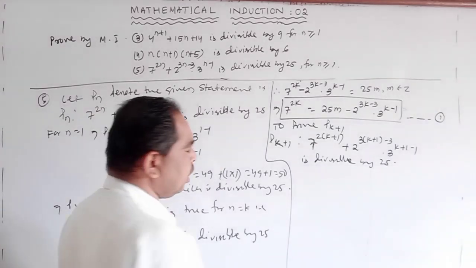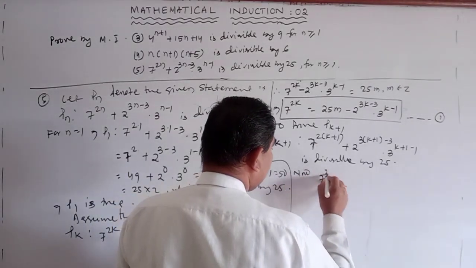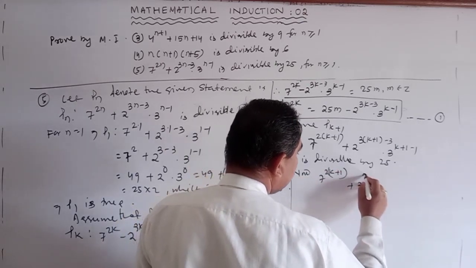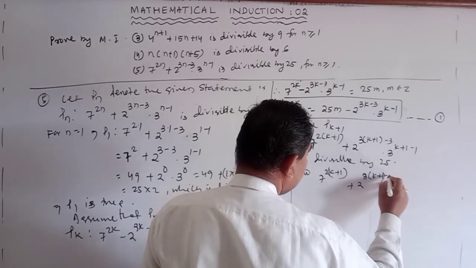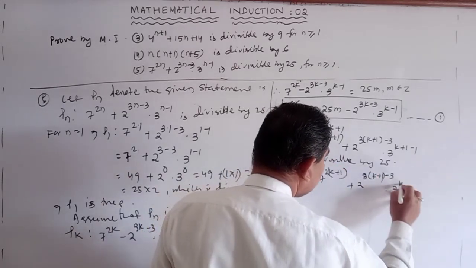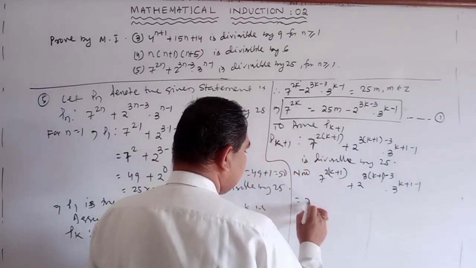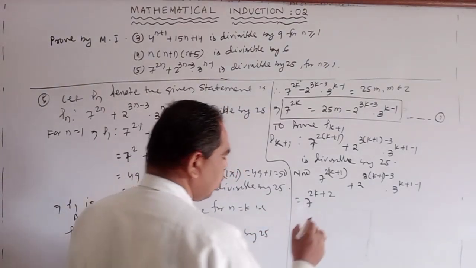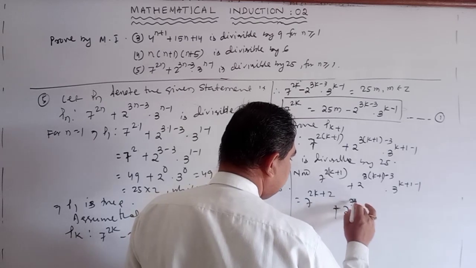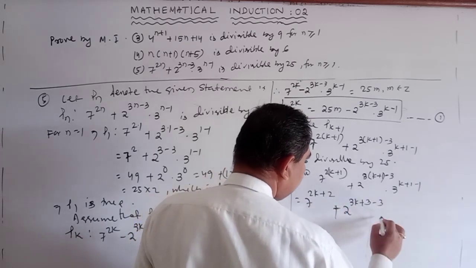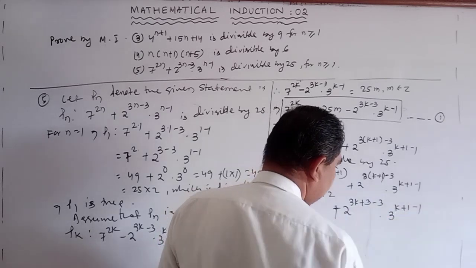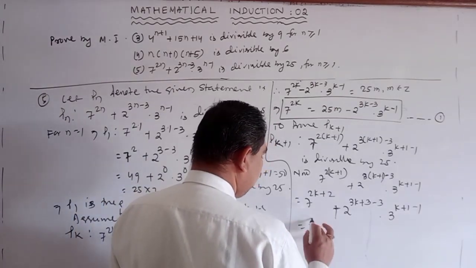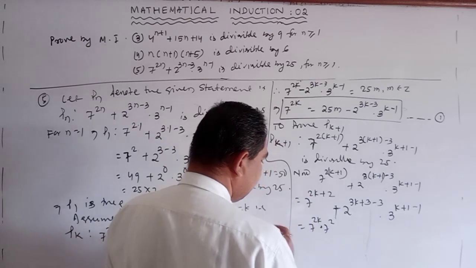Okay, now 7 to the power 2 into k plus 1 plus 2 to the power 3 into k plus 1 minus 3 into 3 to the power k plus 1 minus 1 is equal to 7 to the power 2k plus 2 plus 2 to the power 3k plus 3 minus 3 into 3 to the power k plus 1 minus 1. So this is equal to 7 to the power 2k into 7 squared, 7 to the 2k into what?